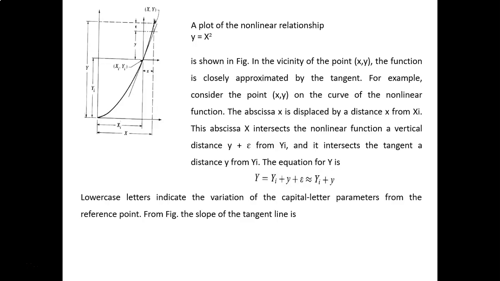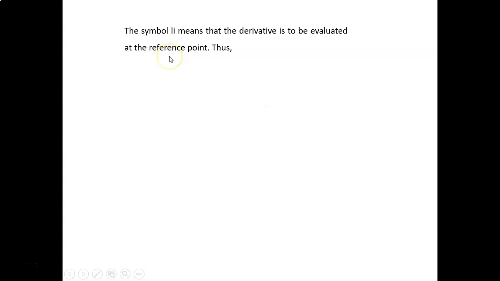From figure, the slope of the tangent line is small y by small x is equal to dy by dx at the reference point I, which is equal to the slope at point xi yi. Therefore, the symbol with reference to I means that the derivative is to be evaluated at the reference point. Thus, this symbol indicates that the derivative is to be evaluated at the reference point.